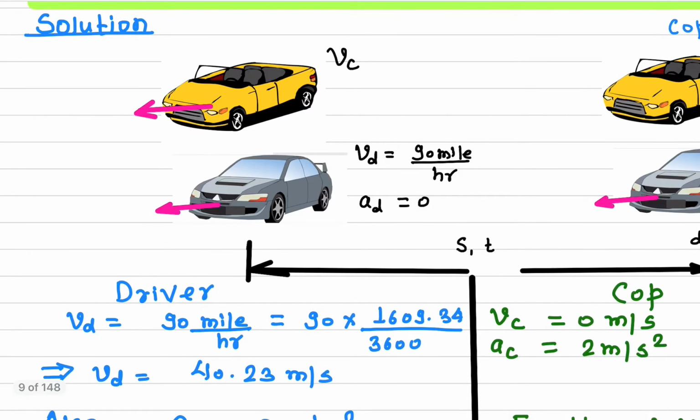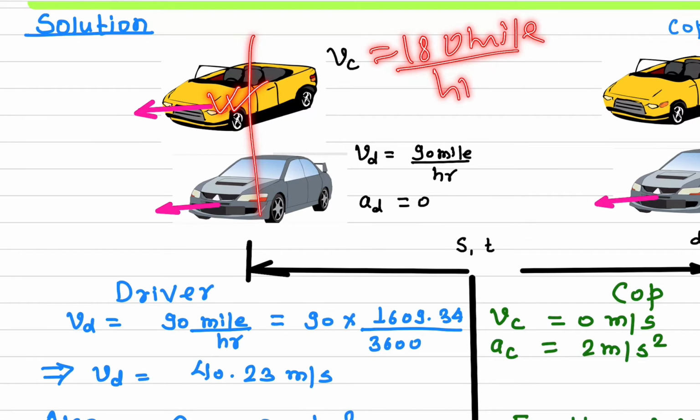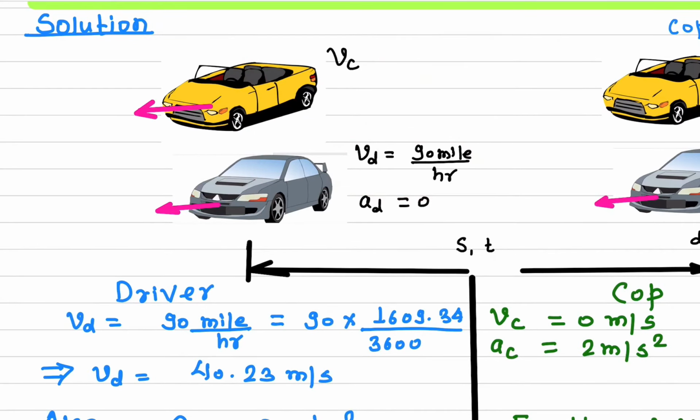So when the police car is exactly at the same location as the speeding driver, it is moving with 180 miles per hour, while the speeding car is still moving with 90 miles per hour. Because the police car was speeding up, there is an acceleration, and the speed keeps increasing. So at the time it catches the speeding driver, the speed of the police driver was 180 miles per hour, while this one is 90 miles per hour.